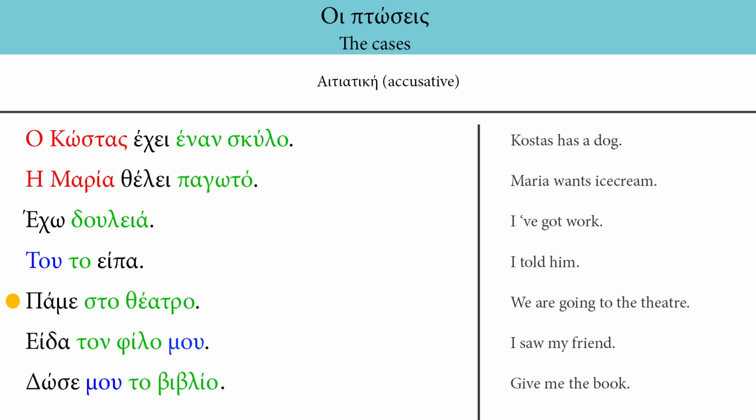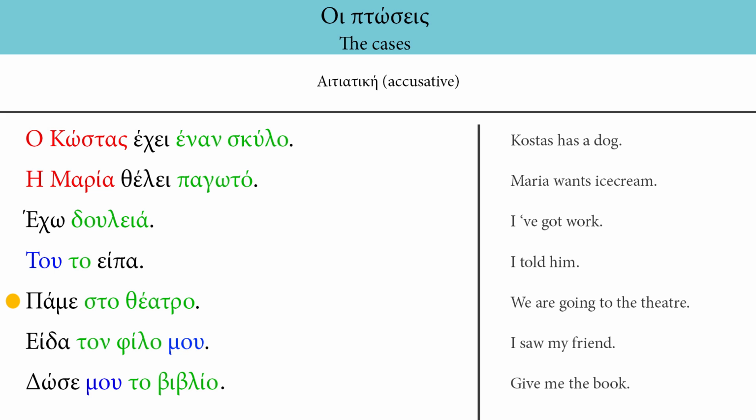Πάμε στο θέατρο. We are going to the theater, or we go to the theater. So we have the verb πάμε. The subject is implied, we. Στο θέατρο is not an object, it is a prepositional modifier that shows place. If you have watched my definite article video, you know that στο is the preposition σε with the definite article merged together in one word.